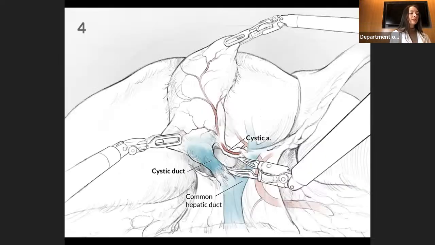Figure 4 shows the critical view of safety, where the lower third of the gallbladder is mobilized and the surface of the liver can clearly be seen between the cystic duct and artery. This view ensures these structures are correctly identified before continuing the procedure.